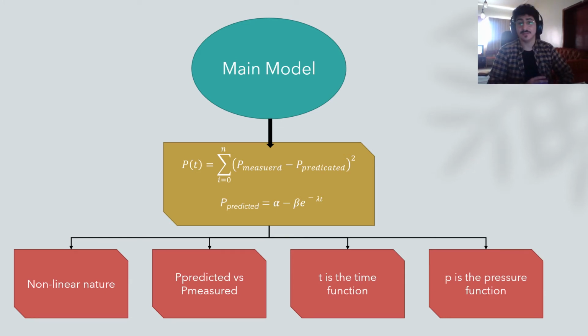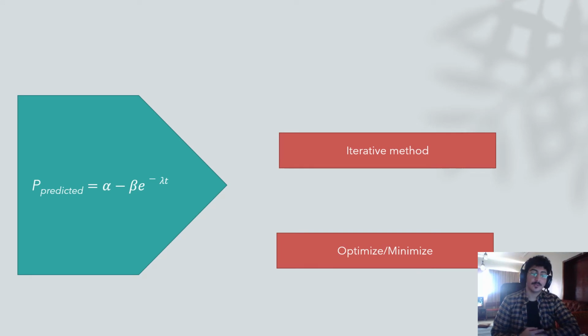Three parameters are very important for us here: alpha, beta, and lambda. I will also discuss how we obtain these parameters using two different methods. To obtain alpha, lambda, and beta, two methods have been decided to be used.